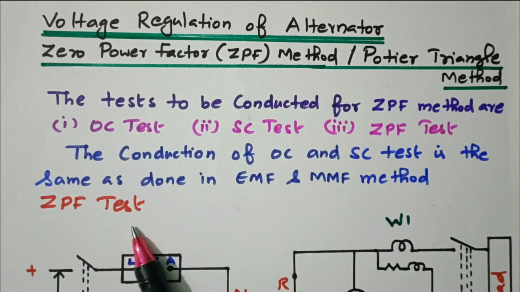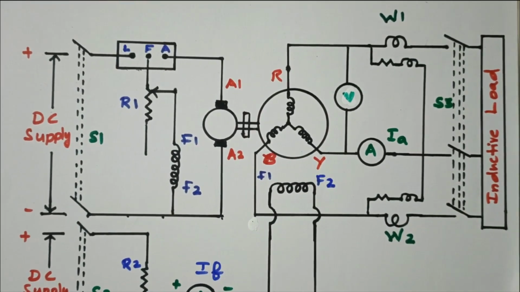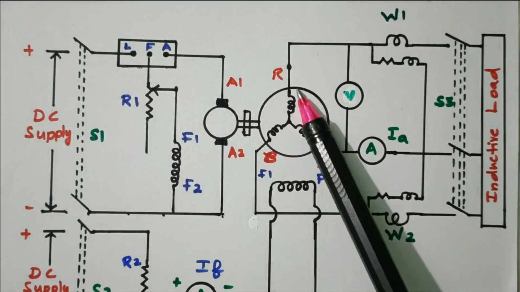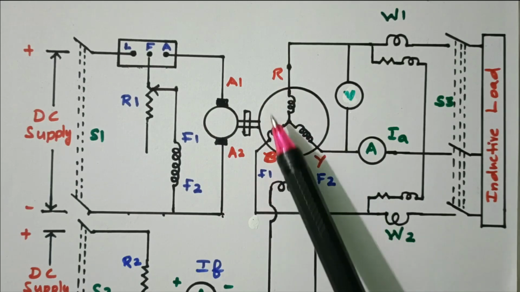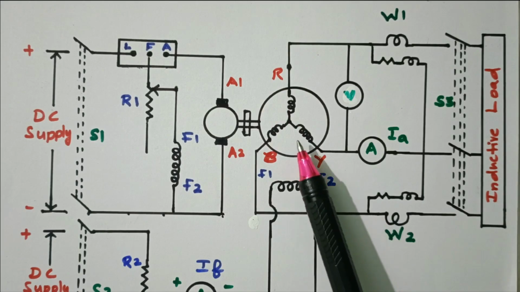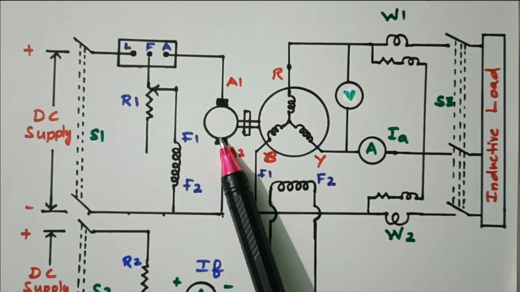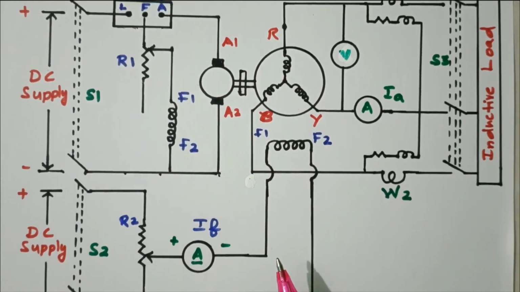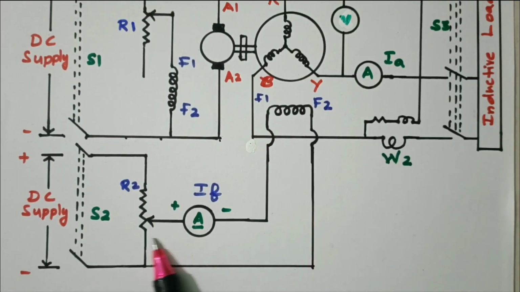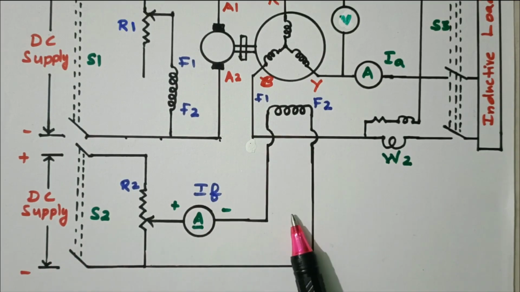Now we'll see the circuit diagram for the ZPF method. So this is the circuit diagram. This is an alternator. We need to find the regulation of this three-phase alternator, RYB, and the phase sequence is given. This alternator is coupled with the DC motor, which is used to run the alternator. This is the field excitation of the alternator, which is excited separately with the DC supply. The field winding is excited from the DC supply.